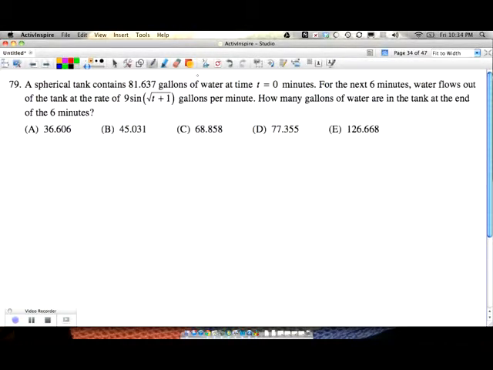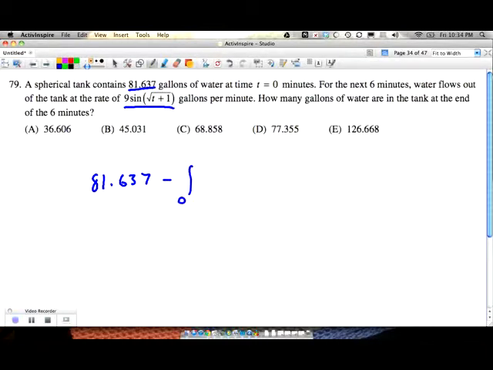A spherical tank contains, wow, that's a pretty specific decimal of gallons of water there. For the next 6 minutes, water flows out of the tank at a rate of 9 times sine of the square root of t plus 1 gallons per minute. How many gallons of water are in the tank at the end of 6 minutes? So it starts with 81.637, and I'm guessing this is going to be a negative growth. So water flows out of the tank, so it's going to be minus the accumulation of this flow.